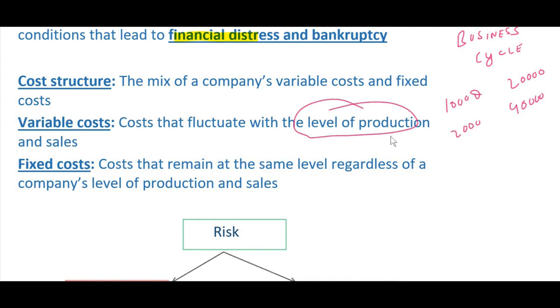Fixed cost remains the same. So if I produce 1000 quantity, let's say my fixed cost is $10,000. And if I produce 20,000 quantity, still my fixed cost will be 10,000. So it is a cost that remains at the same level regardless of the amount of production.